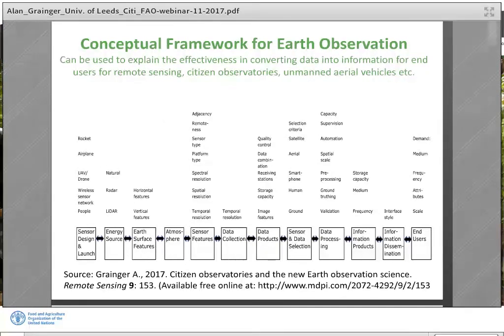Earlier this year, I published a new conceptual framework for Earth observation, which can be used to evaluate the effectiveness of citizen observatories, remote sensing methods, and drones.